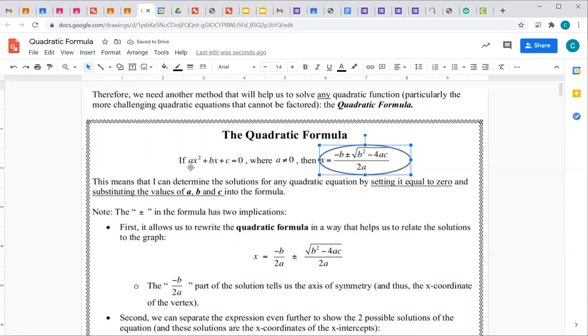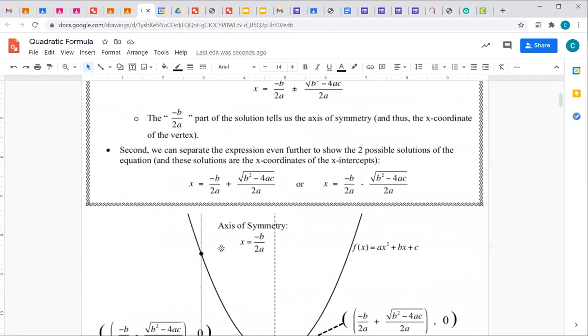So if you have ax squared plus bx plus c equals 0, then x equals negative b plus or minus the square root of b squared minus 4ac, over 2a. Now that seems complicated, but this way we can solve any quadratic in standard form. The rest of this page is just talking about why that is and how that works.